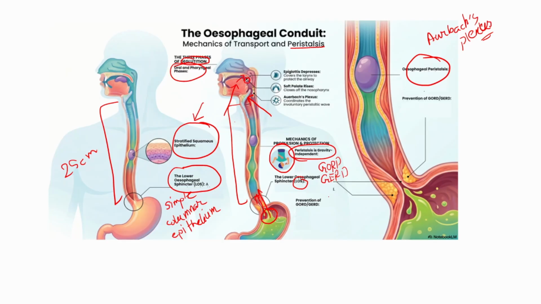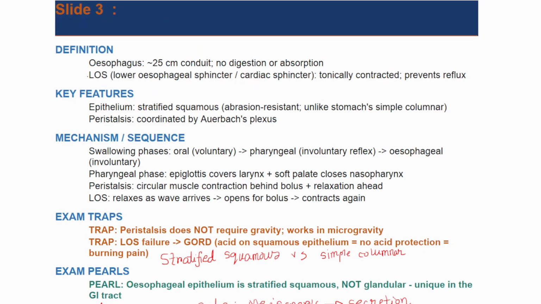We have completely mapped out this conceptual framework from the pharynx down to the gastric junction. Now we will transition directly to our anchor slide. The slide defines the esophagus as an approximately 25 cm conduit whose primary physiological profile involves performing no digestion or absorption. Now coming to lower esophageal sphincter, which is also known as cardiac sphincter, the muscle group remains tonically contracted under basal conditions to actively prevent reflux. When it is said that tonically contracted, that means that it is always contracted in a baseline tone.